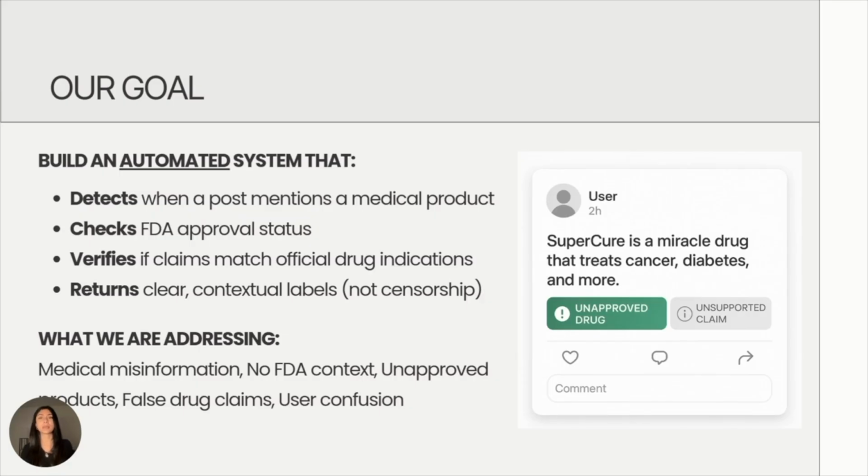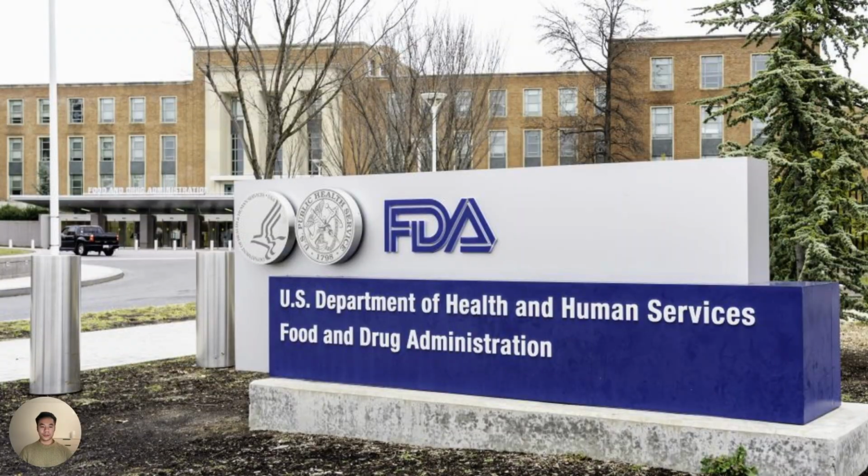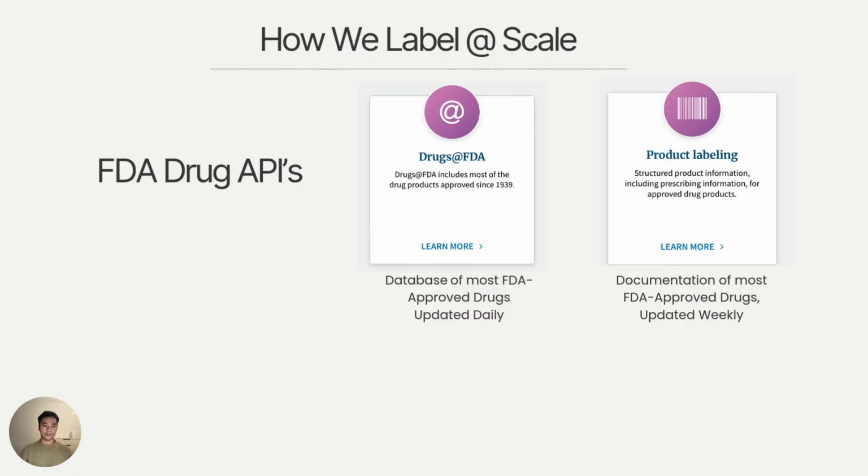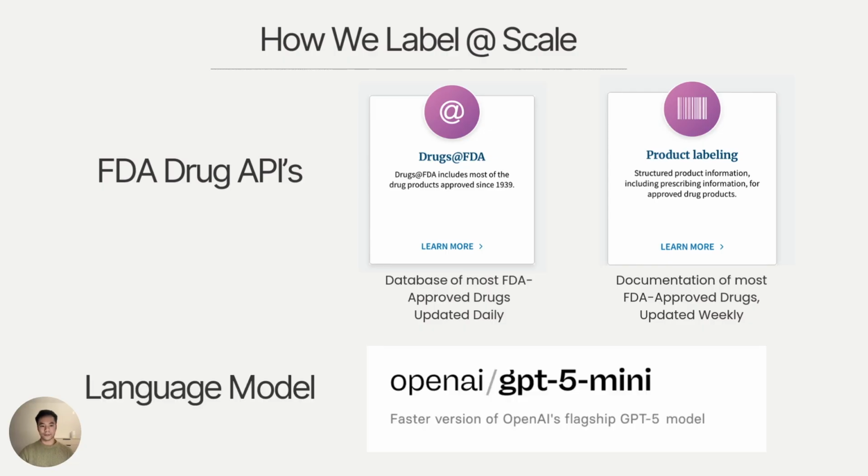And overall, we're addressing misinformation, lack of FDA clarity, repurposed drug myths, as well as general user confusion on the platform. So in our solution, we borrow credibility from the FDA, which is a federal organization responsible for Food and Drug Administration. Specifically, we use the FDA's APIs, namely the Drugs at FDA API, which is a database of most FDA-approved drugs and is updated daily. And then we use the Product Labeling API, which contains documentation of most FDA-approved drugs and is updated weekly. We also use GPT-5 Mini to label at scale, and we use this model in order to balance both speed and accuracy.